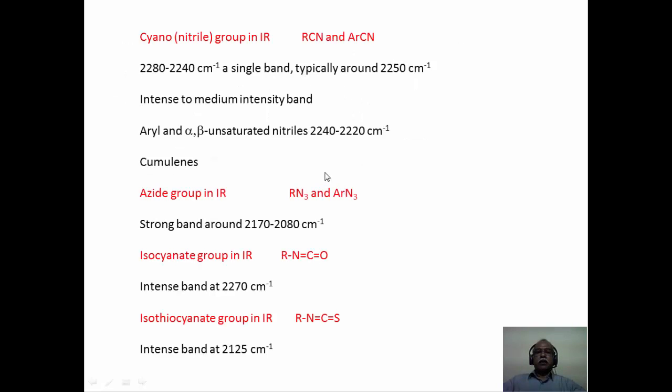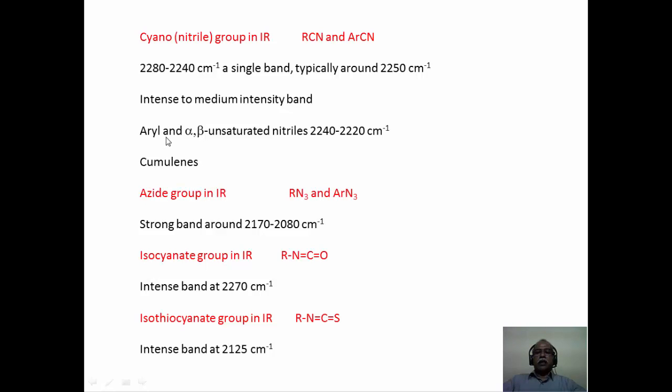The other important functional group is the cyano or the nitrile functional group. The cyano or nitrile functional group typically comes in the region of 2280 to 2240, as a single band. Typically it will come around 2250. You can take this as a base value for the saturated nitrile. It is an intense to medium intensity band. It is not very intense in nature compared to carbonyl or compared to a nitro functional group. Nevertheless it is an unmistakable region where it comes, so it should be possible to identify the cyano functional group from an infrared spectrum.